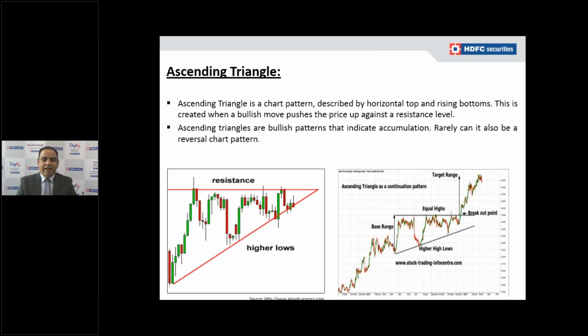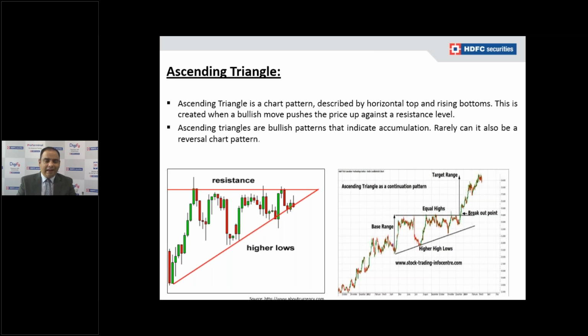So next comes the ascending triangle. After the symmetrical triangle, the ascending triangle has its own significance. What we can see is that an ascending triangle is a chart pattern described by a horizontal top and a rising bottom, created when a bullish move pushes the prices against the resistance level. The ascending triangle is a bullish pattern that indicates accumulation. Rarely, sometimes, it is seen as a reversal pattern.